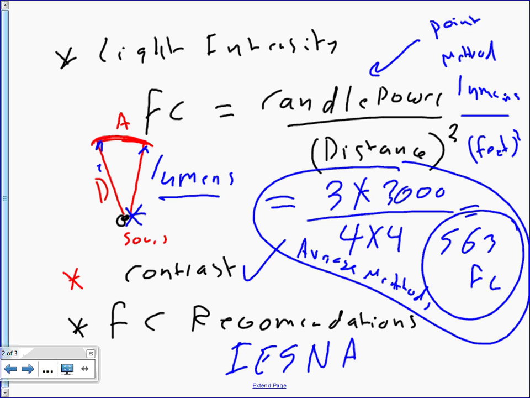So everybody understands the light intensity calculation. We will do calculations based on this, guys. I promise you as we move forward. This is just an intro. The contrast.